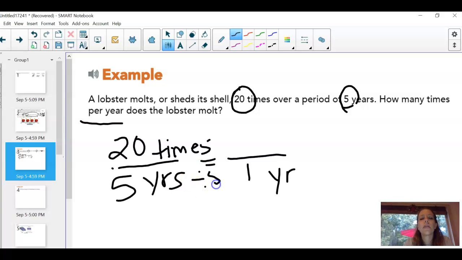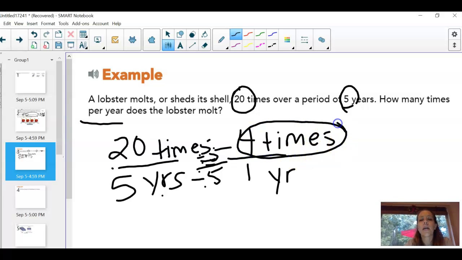Okay, so at this point, I'm ready to divide it. To get from 5 to 1, I'm going to divide by 5. Whatever I do to the bottom, I have to do to the top. Whatever I do to the denominator, I have to do to the numerator. 20 times divided by 5 is 4 times. So my answer would be, how many times per year? 4 times per year. Okay, easy peasy.